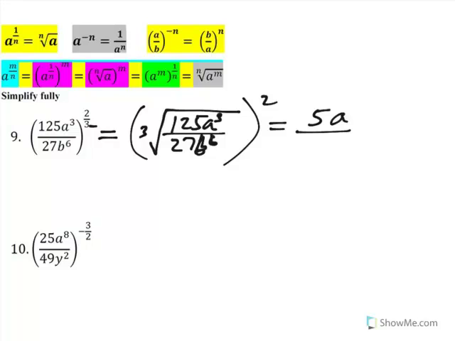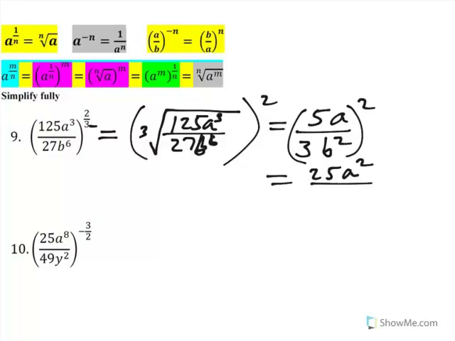Cube root of 27 is 3. The cube root of b to the power of 6: 6 divided by 3 is 2, so it's b squared. And then we need to square that. 5 squared is 25. Be careful not to do 5 times 2. a squared, 9 for 3 squared. b squared to the power of 2 is b to the power of 4, and that would be the answer.